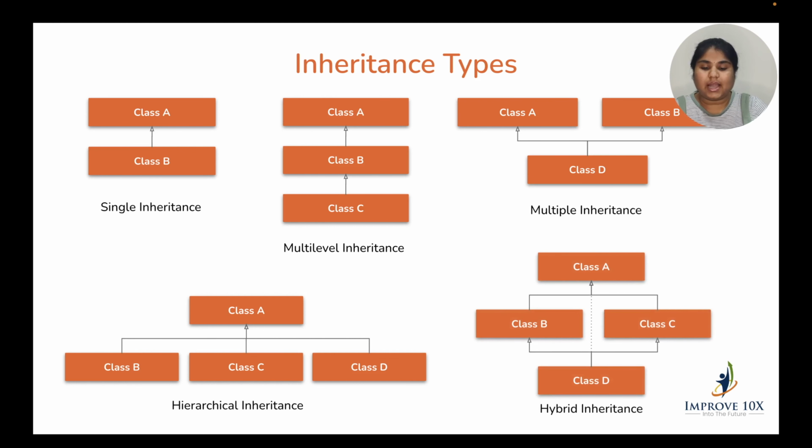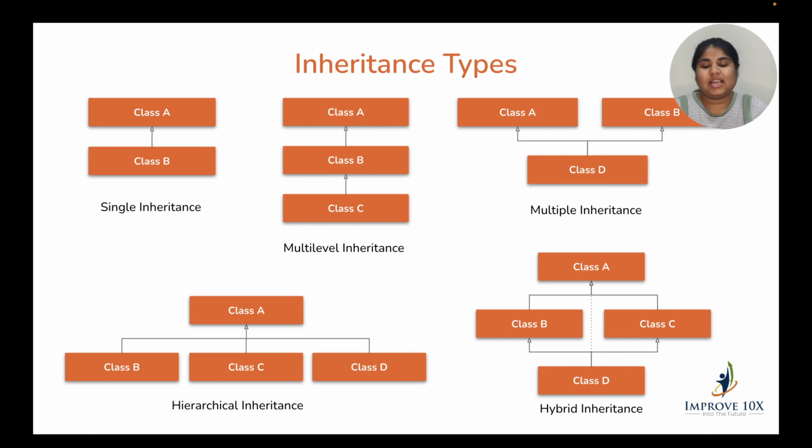The next one is hybrid inheritance. Hybrid inheritance is a combination of both hierarchical inheritance and multiple inheritance. At level 1, there is one class from which two classes are extending, which are class B and class C. Again, there is another class D whose parents are both class B and class C.